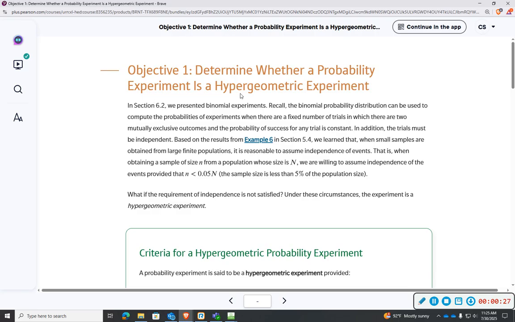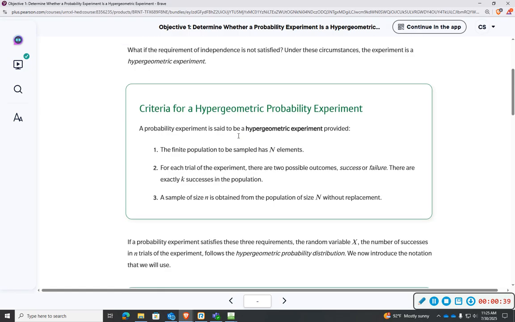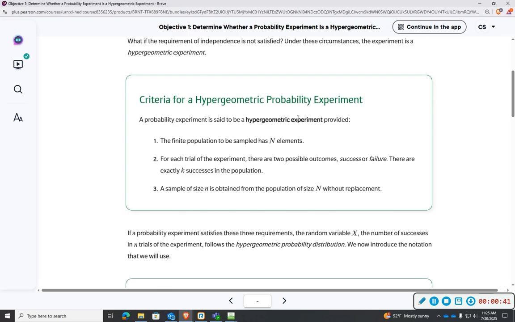The first, determine whether a probability experiment is hypergeometric. And so you have some reading and they let you know a little bit about it. Here's the criteria for hypergeometric probability. It says a probability experiment is said to be a hypergeometric experiment provided the finite population to be sampled has n elements. So that tells you that you don't have an unlimited amount of objects that we're going to be testing. We have a finite, countable set.